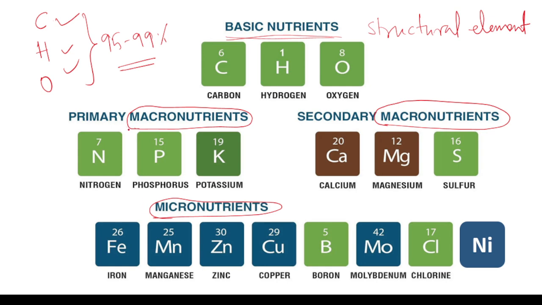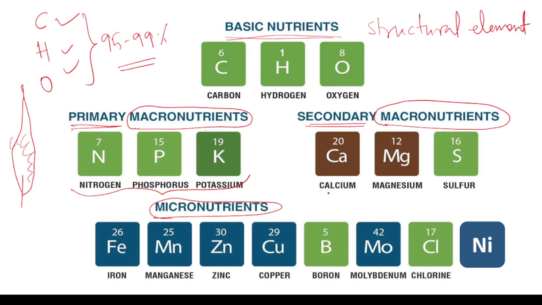In the case of macronutrients, there are two parts. One is primary macronutrients and another is secondary macronutrients. Which are primary? N, P, and K. Which are secondary? Calcium, magnesium, and sulfur. Why are they primary? Because these are generally supplied by fertilizer directly, like nitrogen fertilizer, phosphorus fertilizer, potassium fertilizer, and their deficiency symptoms are widespread.